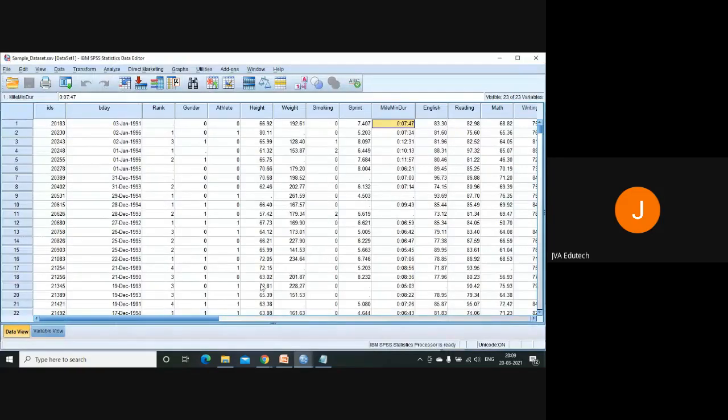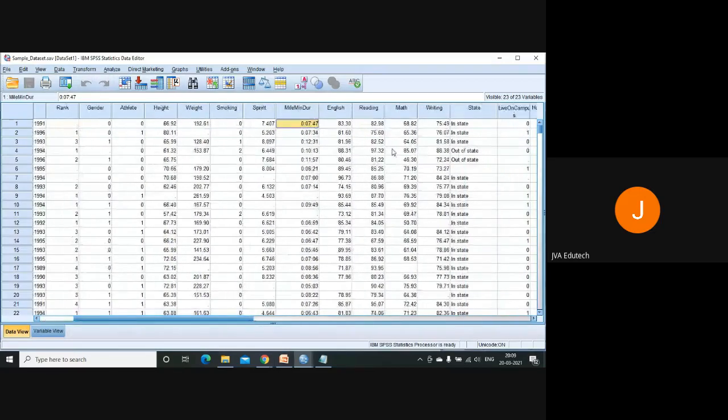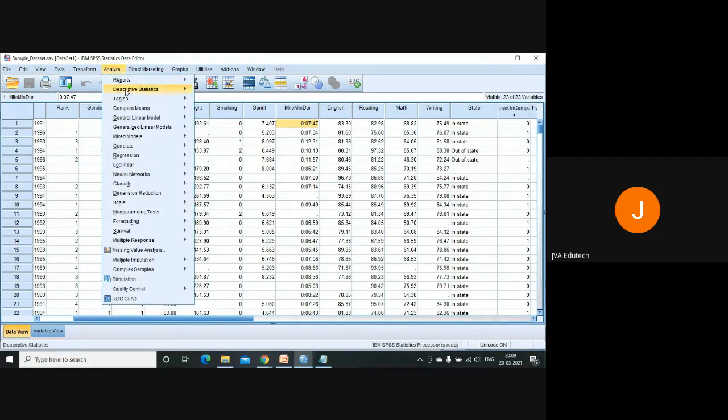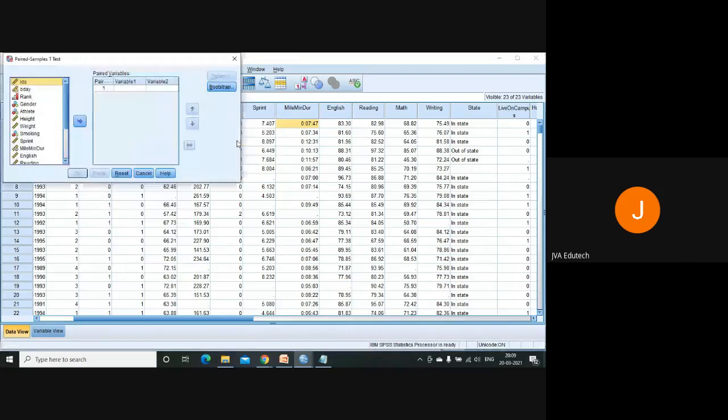So we have English reading, math, writing. So we want English scores and maths scores. So go to analyze, compare means, paired sample t-test. And in the pair, take the first variable as English, second variable as math.